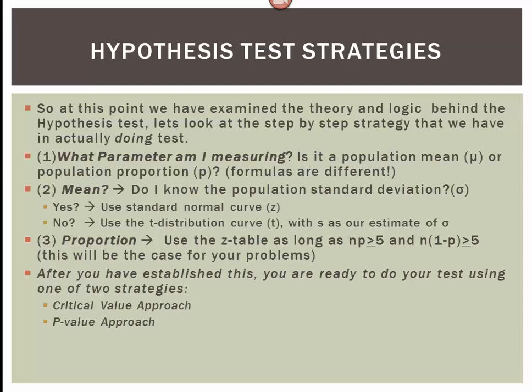So very important, it's important to discern if you know the population standard deviation or if you know the sample standard deviation and are using that as an estimate of sigma. If we're doing a proportion, as long as n times p is greater than or equal to 5 and n times its complement is greater than or equal to 5, and this of course will be the case for all of your problems, then we will always use the z-table in a proportion test.